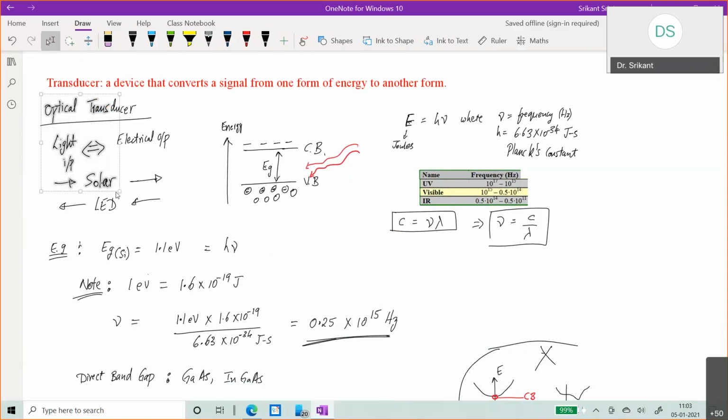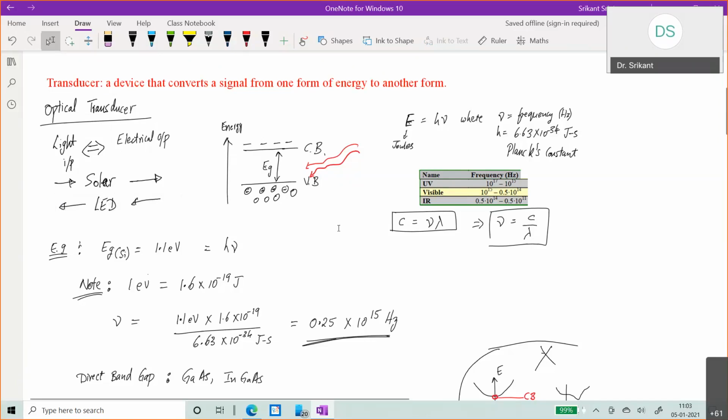generate carriers. And we said that that can lead to something called the solar cell, where you have light energy and you get electrical output. The converse of that is you can give electrical input and then get light output. That's what a light emitting diode does.